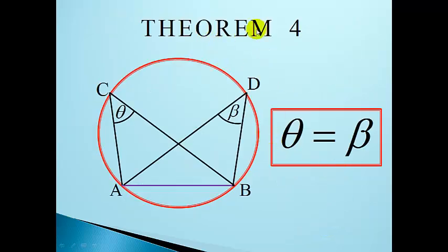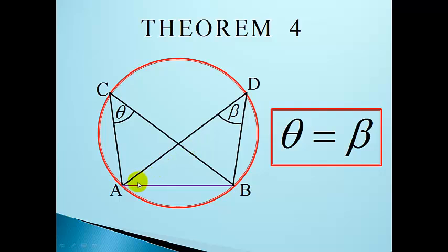Now let's look at theorem 4. AB is a chord. The chord AB sustains an angle of theta at point C, and the same chord AB sustains an angle of beta at point D. Because theta and beta are both angles suspended on the circumference by the chord AB, it implies that the angle theta is equal to the angle beta according to theorem 4.